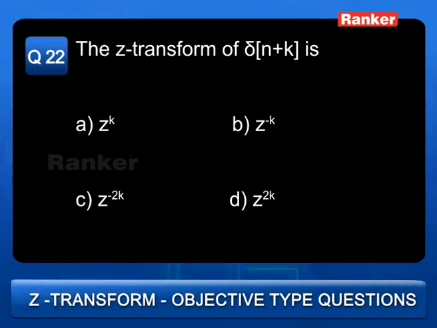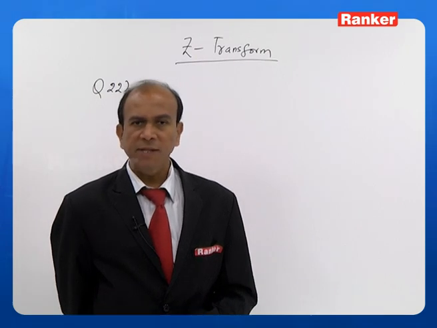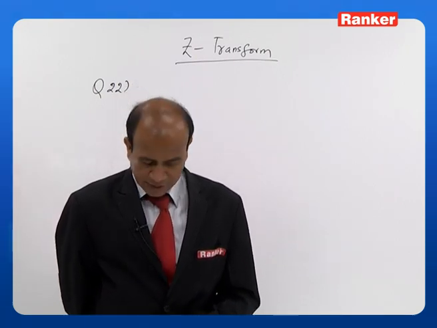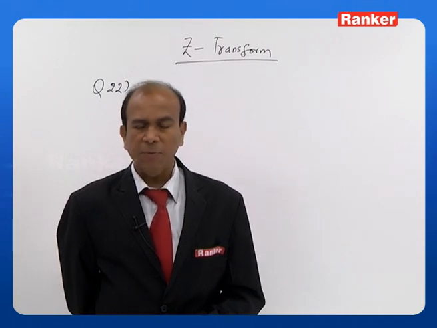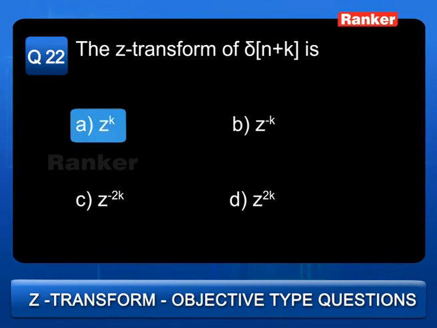Question number 22, let us see. The Z transform of delta of n plus k is: A, z to the power of k; B, z to the power of minus k; C, z to the power of minus 2k; and D, z to the power of plus 2k. That means, what is the Z transform of delta of n plus k? The answer is A, z to the power of k.